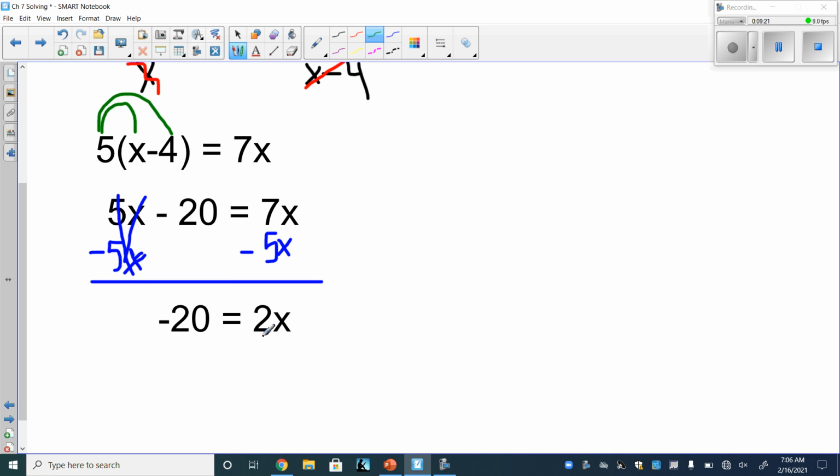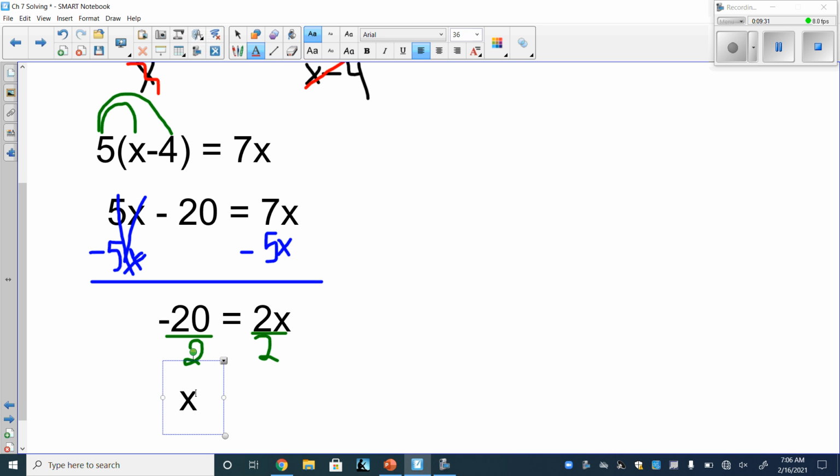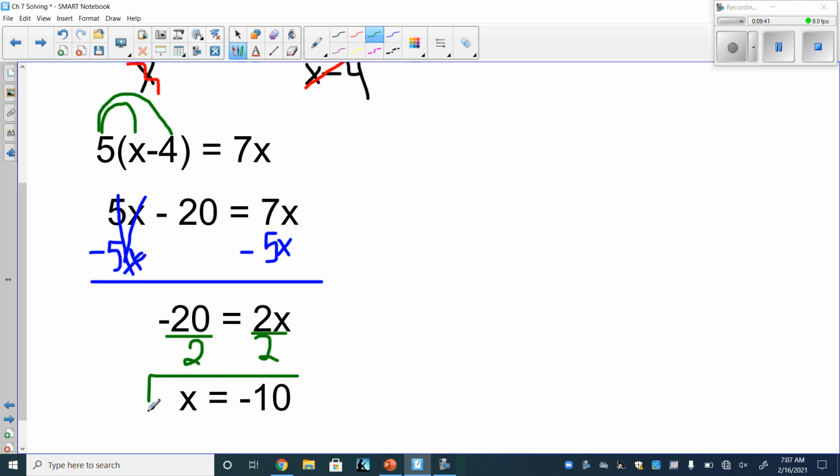And last but not least, we divide both sides by 2, because again we need to get x by itself. We'll get x is equal to negative 10, because negative 20 divided by 2 would be negative 10. And this here would be our answer, and because it's not one of our restrictions, that's all we have to do for this one.